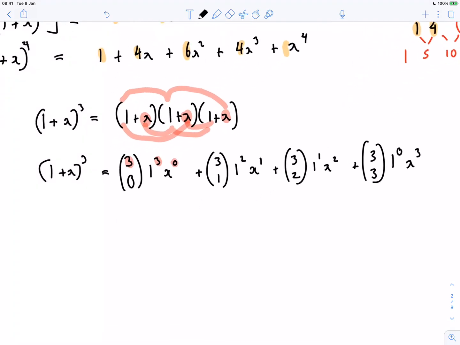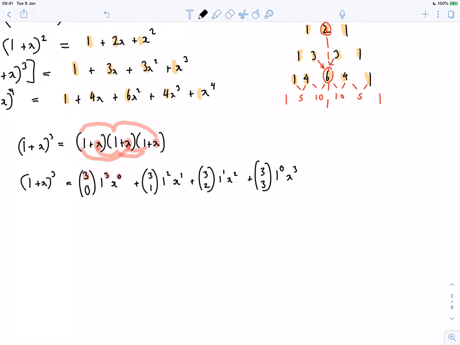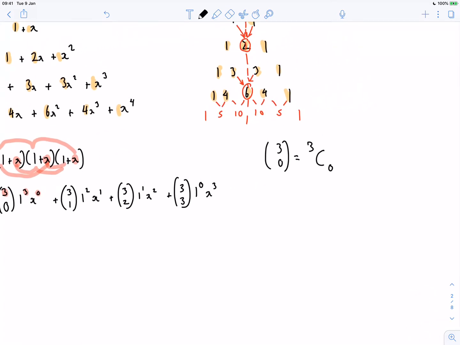Okay, now I just want to remind you, if you haven't seen the previous video, when I write 3 choose 0, I'm saying 3 choose 0 objects. Now there's a button on your calculator that will say C. On most calculators, it's above the division symbol. So you have to press Shift and then divide to get that C button.